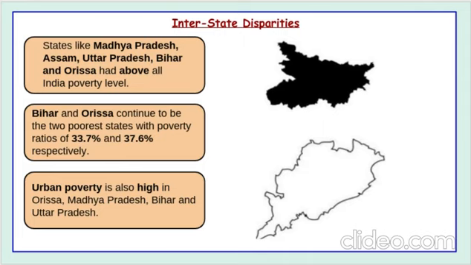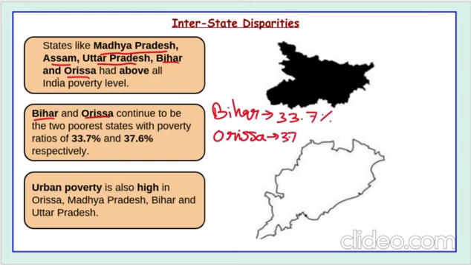Now, states like Madhya Pradesh, Assam, Uttar Pradesh, Bihar, and Odisha had poverty above the all India poverty level. Bihar and Odisha continue to be the poorest states. For Bihar, the poverty ratio is 33.7%, and for Odisha it is 37.6%. So these are the two poorest states of the country.